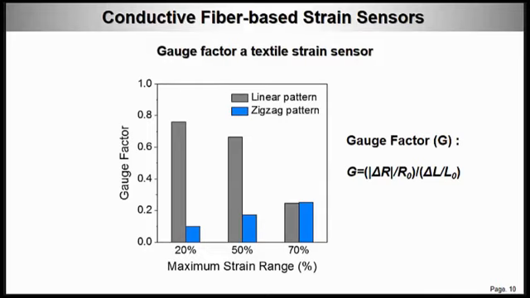This graph shows the gauge factor of the two types of strain sensors with different applied strain. In the case of the linear pattern strain sensors, when the strain was applied over 20%, the sensor operated unstably, possibly due to plastic deformation of the polyester fibers. In this strain range, the linear pattern strain sensor generally shows higher gauge factors than the zigzag pattern strain sensors.